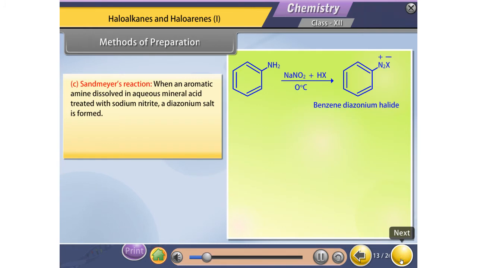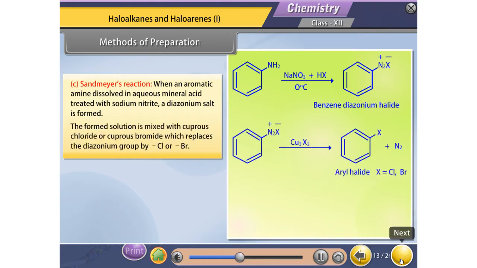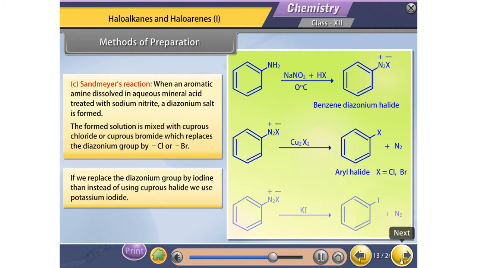Sandmeyer's reaction. When an aromatic amine dissolved in aqueous mineral acid is treated with sodium nitrite, a diazonium salt is formed. The formed solution is mixed with cuprous chloride or cuprous bromide, which replaces the diazonium group by Cl or Br. If we replace the diazonium group by iodine, then instead of using cuprous halide, we use potassium iodide.